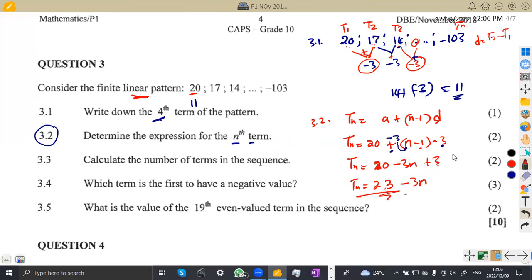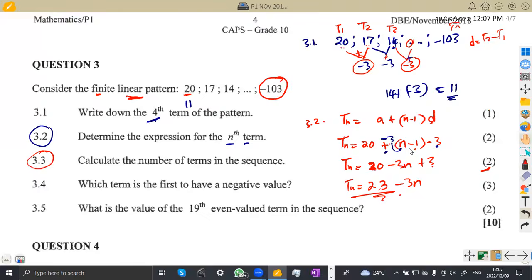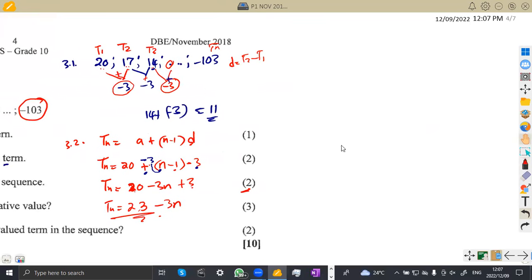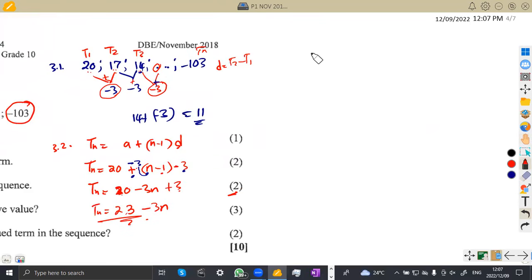All right. So like I said, there are so many methods that you can use to find this one. Just have to work from there. All right, 3.3, calculate the number of terms in the sequence. Okay, from the sequence that we have, how many terms do we have? So take note, this one is a finite linear sequence, which means it ends at -1 or 3. So where it ends, that is our last term, which is equivalent to Tn.